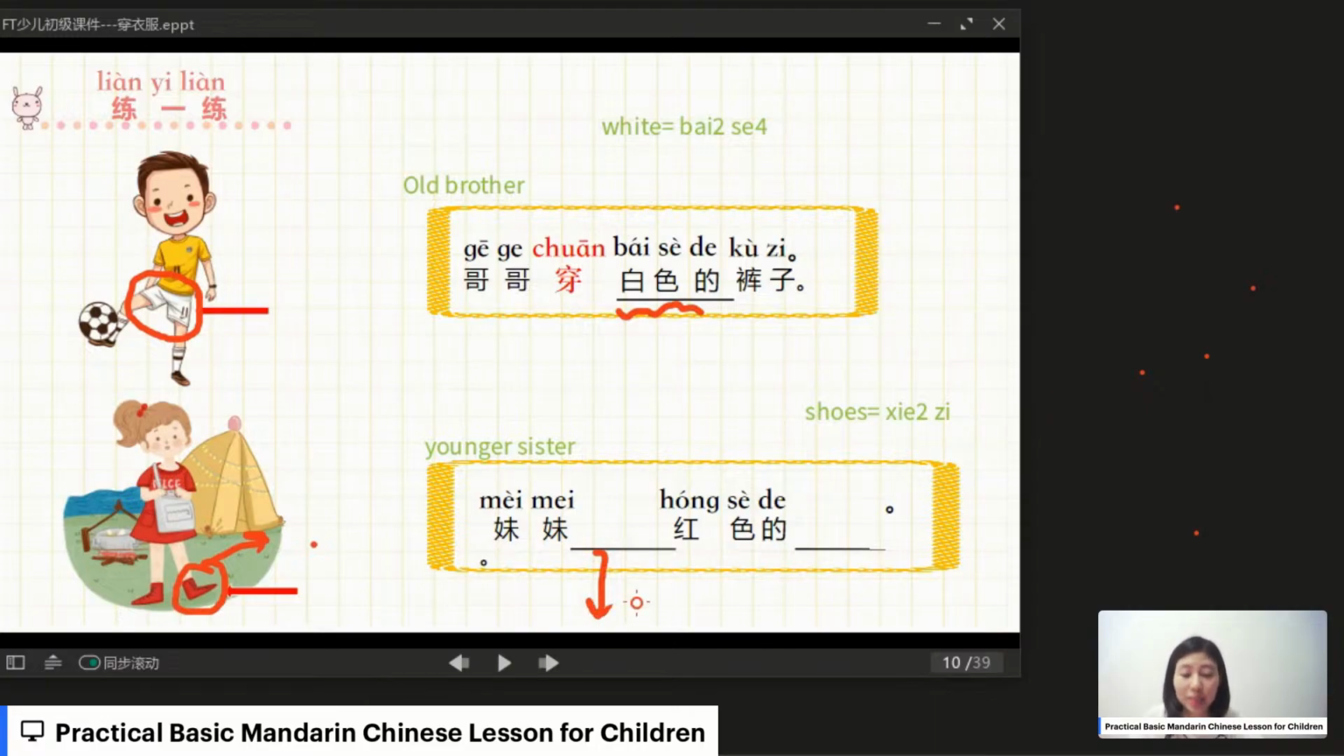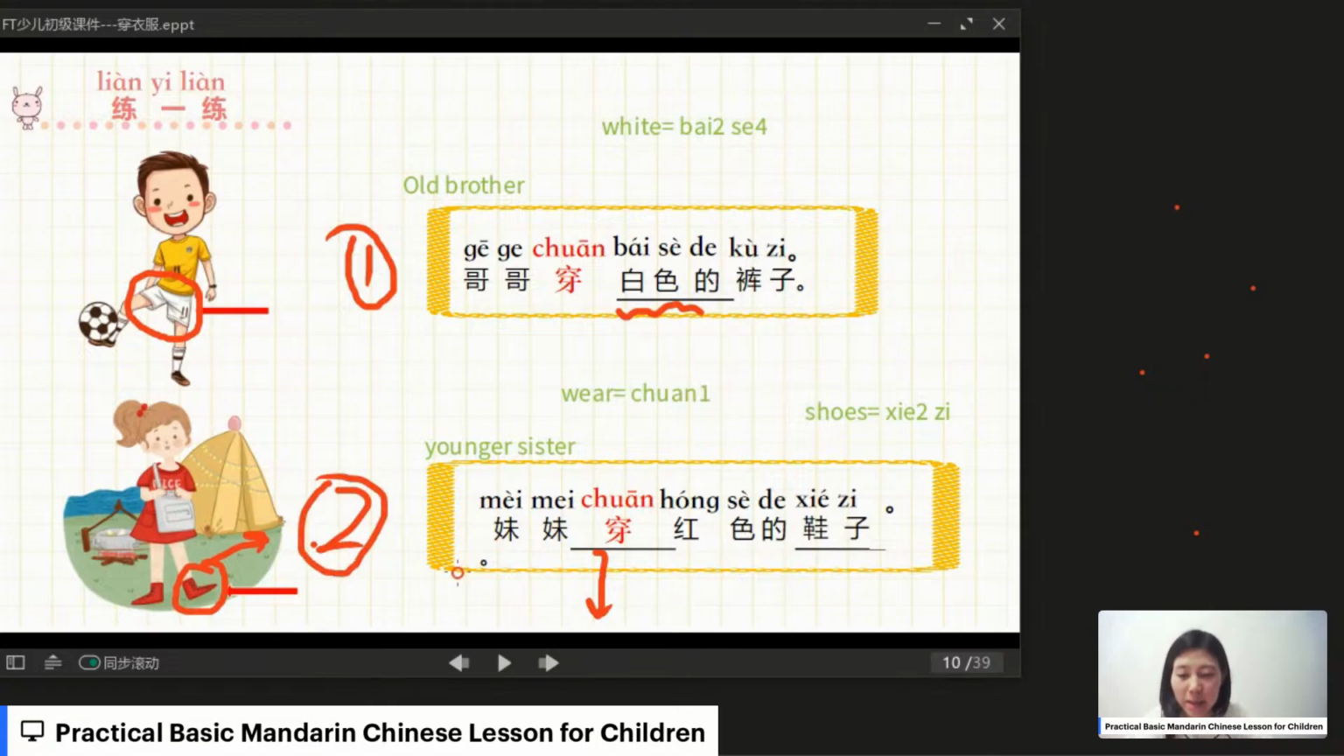Check this sentence. I think the whole sentence is missing the verb. It should be, younger sister is wearing the red shoes. So here is wearing, which is 穿. So the whole part is 妹妹穿红色的鞋子. Read after me: 妹妹穿红色的鞋子. One more time, the first sentence: 哥哥, older brother, 哥哥穿白色的裤子. Second, 妹妹, younger sister, 妹妹穿红色的鞋子.